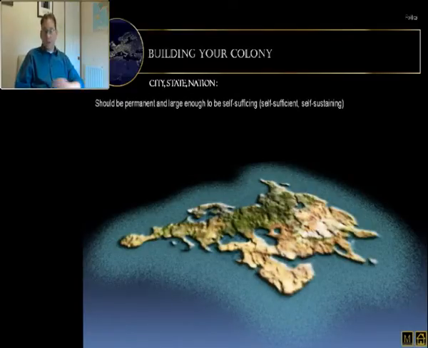It should be permanent or large enough to be self-sufficing, self-sufficient, self-sustaining. When you actually look at the inescapable presence of diversity and scarcity, it shows that politics is an inevitable feature of the human condition. And a condition that needs to be sustaining, self-sustaining.